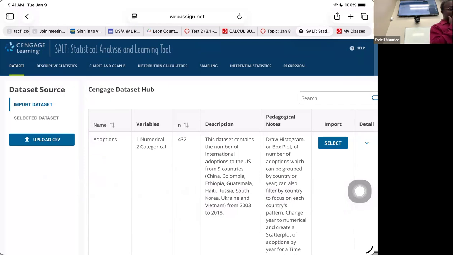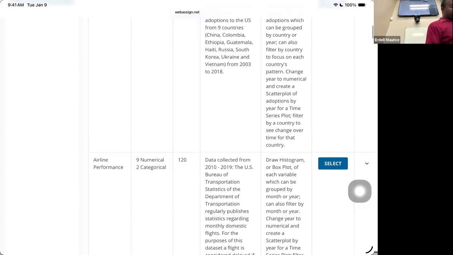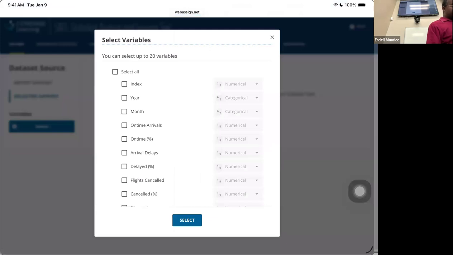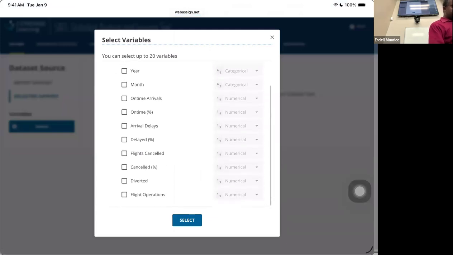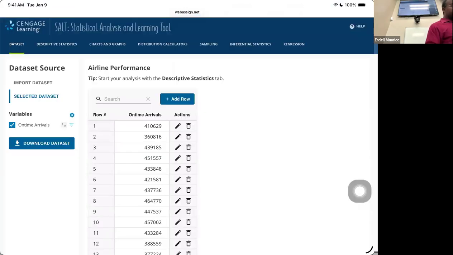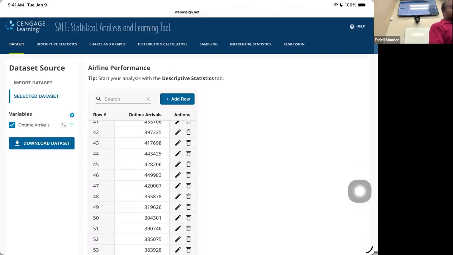All right, so let me see if I can get a data set that I want to use. Let's use airline performance. I hit select right here, and then I want a number, not categorical. Next. Let's look at on-time arrivals. So I'm just going to click on on-time arrivals and hit select right here. These are the number of on-time arrivals that they've had by year. Oh wow, that's interesting right here.